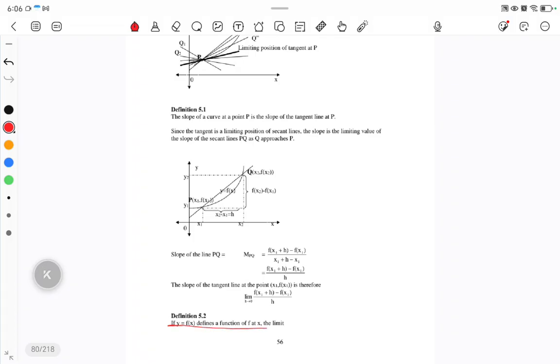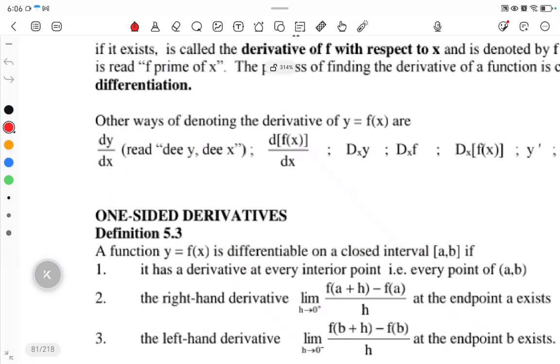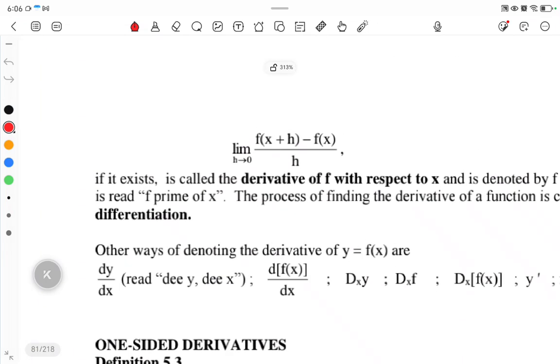Definition 5.2. Now they say if y is equal to f of x defines a function f at x, then the limit as h approaches 0 of f of x plus h minus f of x, all over h, if it exists, is called the derivative of f with respect to x. So this is what they're saying, that this is called f prime of x.